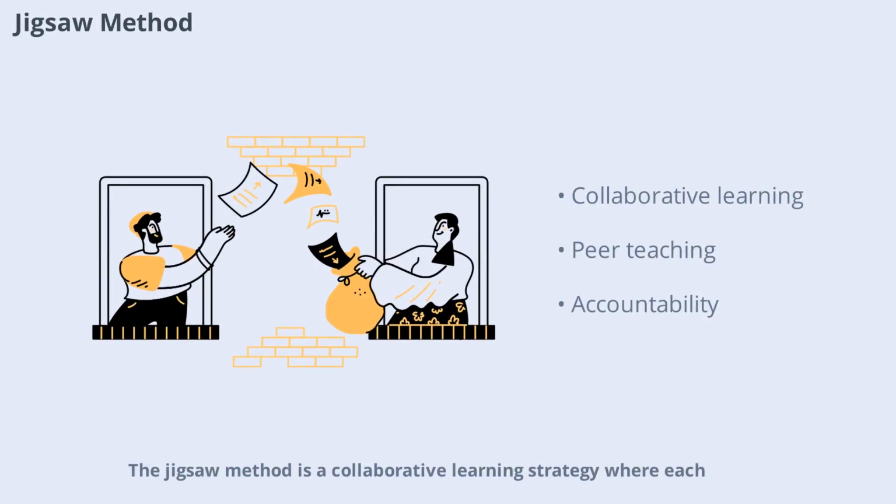The jigsaw method is a collaborative learning strategy where each student becomes an expert on one part of a topic. After researching their section, students teach it to their group so everyone learns from each other. This approach promotes teamwork, accountability, and a deeper understanding of the material. It's especially useful for covering large or complex topics efficiently.